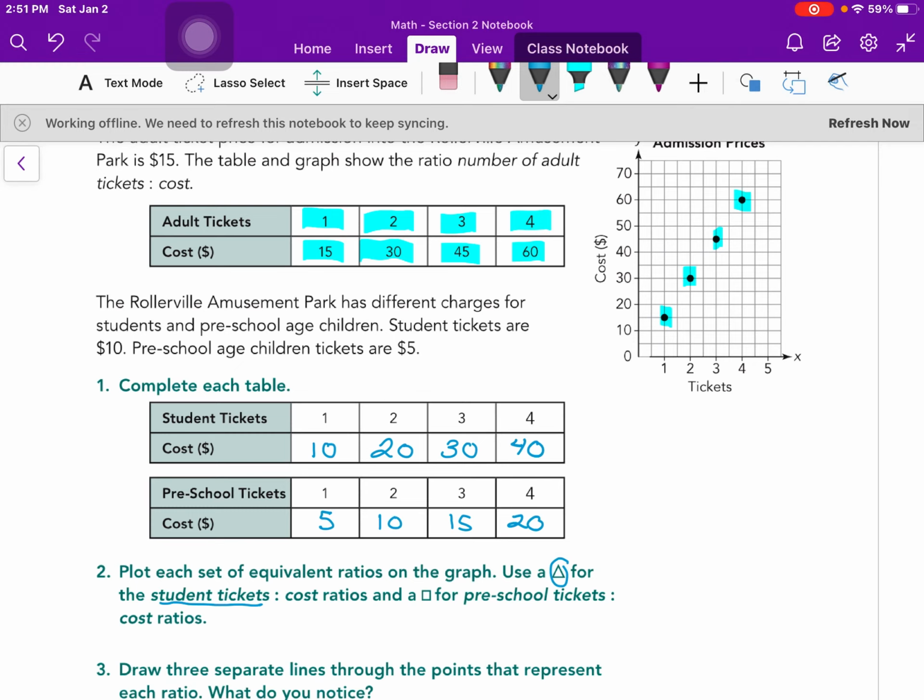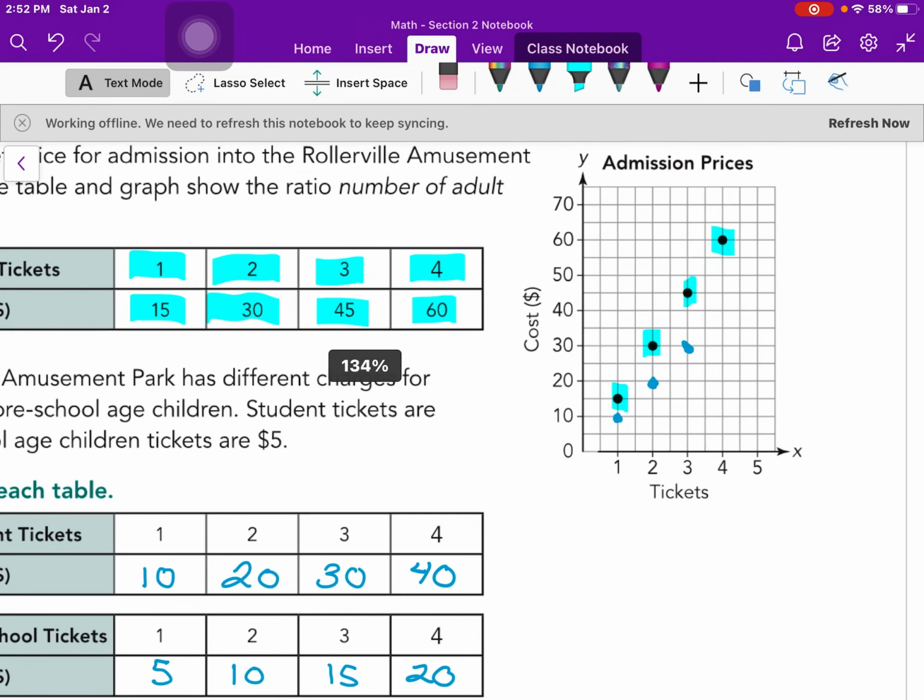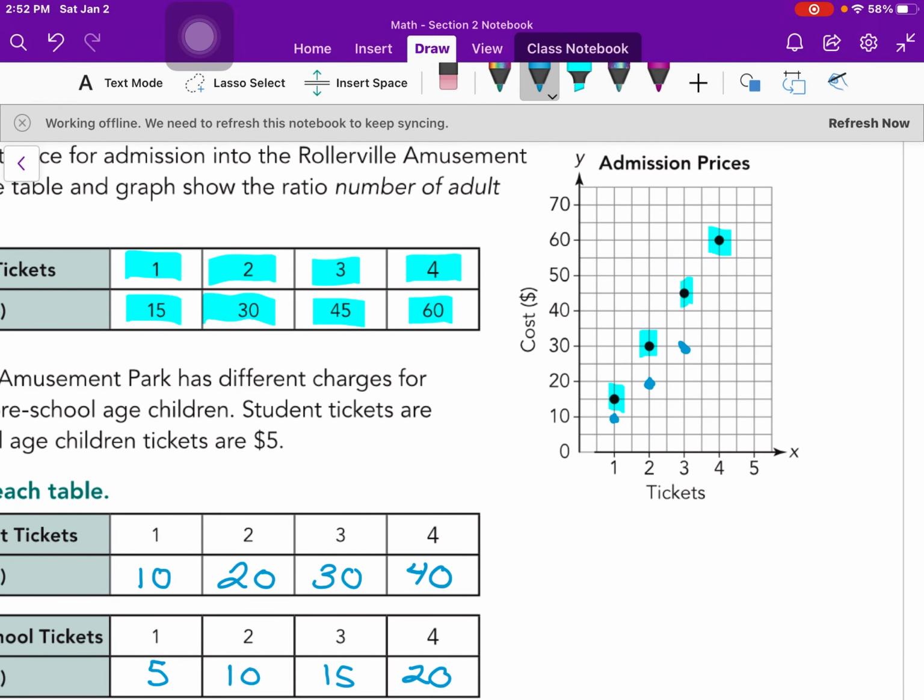Okay, let's do the student tickets first. And I'm going to stay in my blue pen so we can keep them separated. So one ticket costs $10, so my dot will go right there. 2 costs $20, so that dot goes there. 3 for $30. I'm going to zoom in here just a little bit. And 4 for $40.